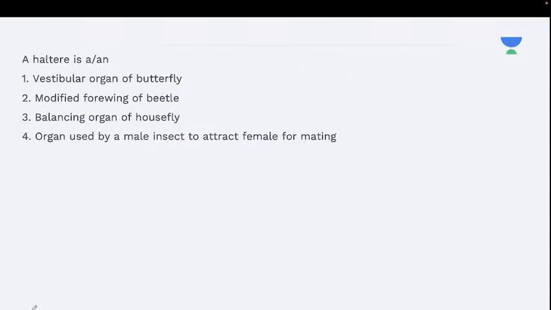Halteres, or A. So this is a balancing organ of housefly.